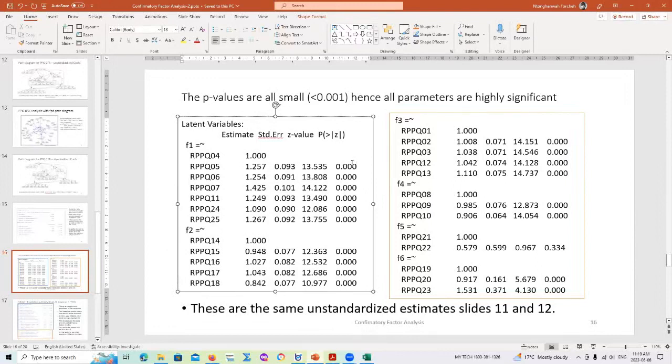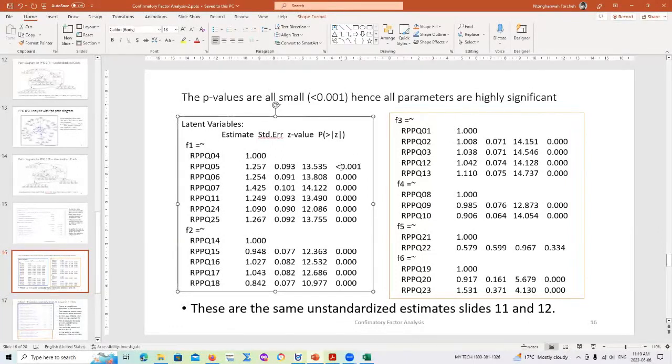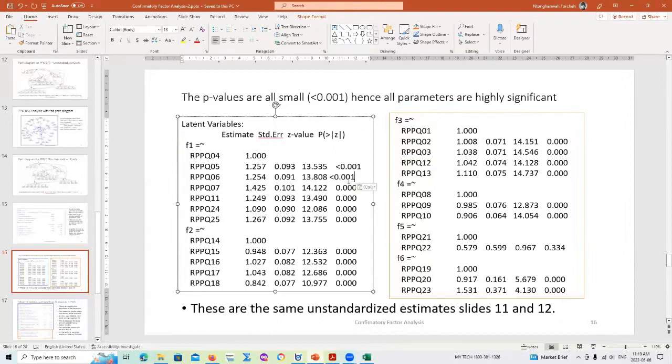This is not perfectly 0. This just means less than 0.001. So normally this should be interpreted like this. That's how you should interpret this p-value. It is less than 0.001. This is just a rounding issue.